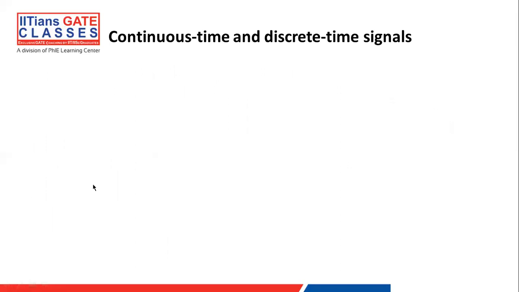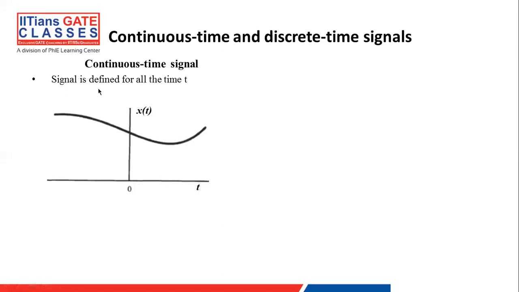Now let's go to the continuous time and discrete time signal. As the name suggests, a continuous time signal is a signal which is defined at all times. It means that if I plot a signal, it will be continuous in time. There will be no break or gap here. Even if this signal has some discontinuity, it will have a value for all values of time.